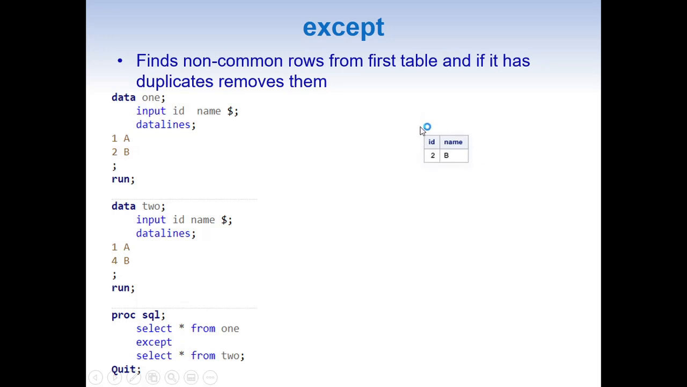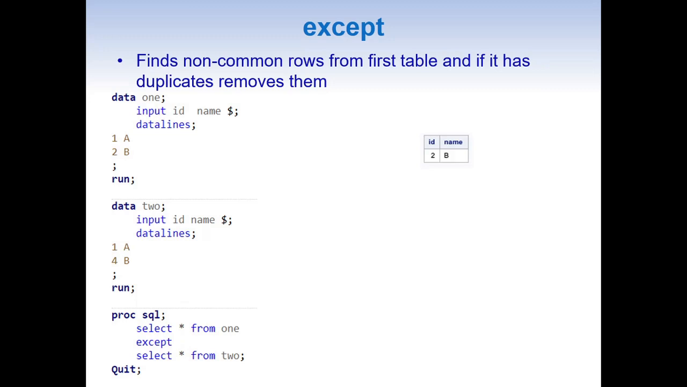Now let us pause for a minute and think of another scenario. For example, if I had mentioned select * from 2 first and 1 later, my result would have been 4B. So the except results depend on the first table.